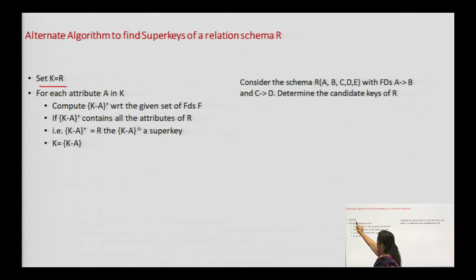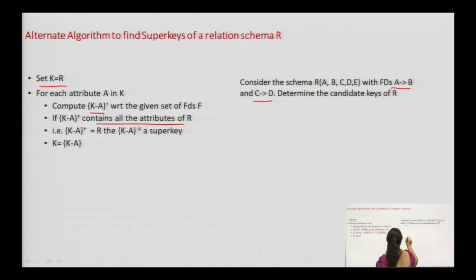First, we set K as R, that is all the attributes. For each attribute, we calculate the closure of K minus A. If the closure of K minus A contains all the attributes, then we say that K minus A is a super key. Let us take up this example. We have the FDs A to B and C to D.